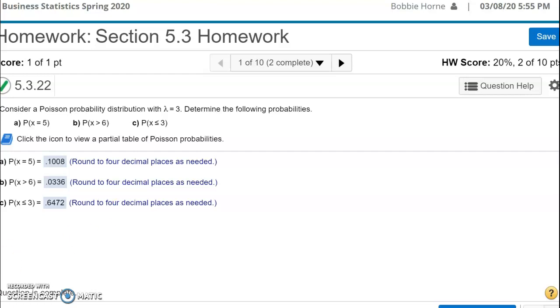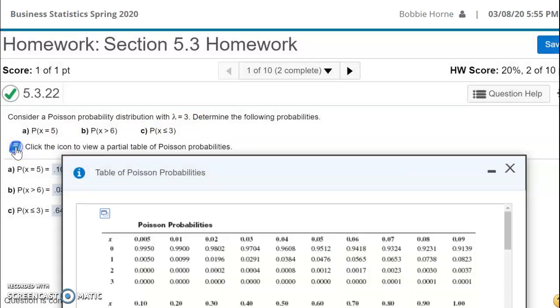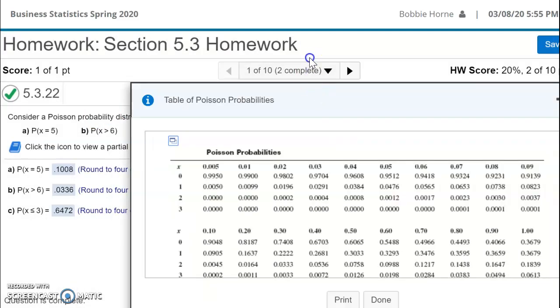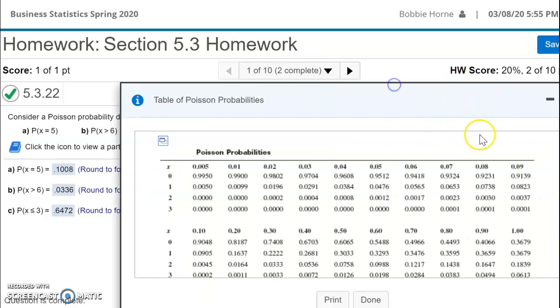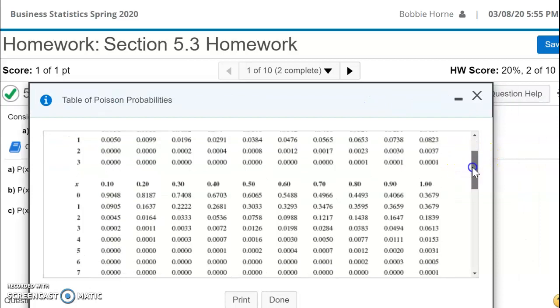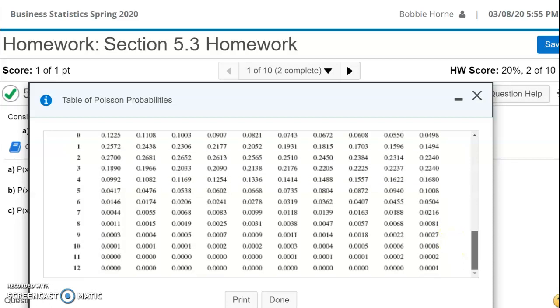Okay, I'm going to go through as many of these as I can. This is Poisson, and we have the mean of 3, and it wants us to use a table. So if we know the mean is 3, and we want to know the probability that x is 5, you have to scroll down till you see 3 for x right here, and then go all the way down until you find 5, and you can see that your number here is 0.1008.